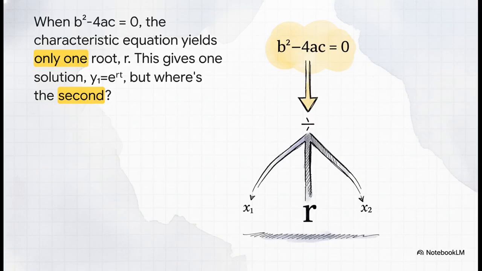And the culprit? It's the discriminant from the good old quadratic formula. Remember b squared minus 4ac? When that thing equals 0, the whole plus or minus part of the formula just vanishes. Your two potential roots collapse into one single repeated root. So sure, we get one solution, y equals e to the rt, but that just leaves us asking, where on earth is the second one?